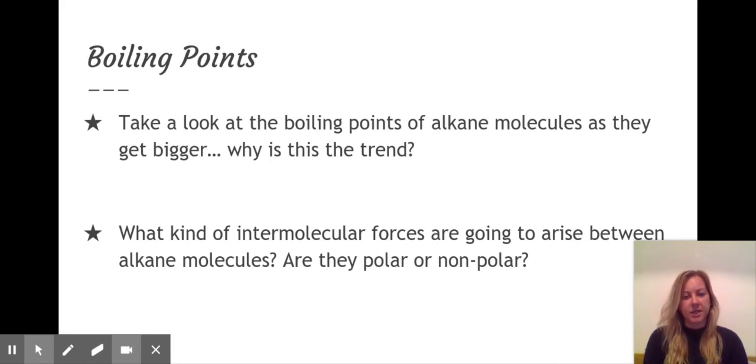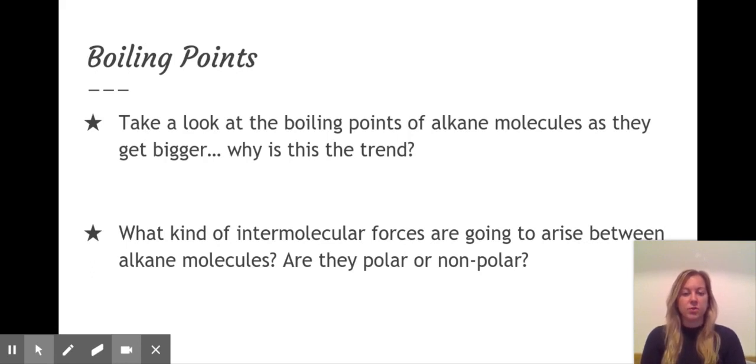What kinds of intermolecular forces are going to arise between alkane molecules? Are they polar or non-polar? Hopefully you are sitting there thinking, right, we've got carbons and hydrogens. They do not have an electronegativity difference big enough to be polar. They are non-polar bonds. That means the molecules overall are non-polar. So they're not going to have any permanent dipole interactions, no hydrogen bonding. They are only going to have London dispersion forces between the molecules.